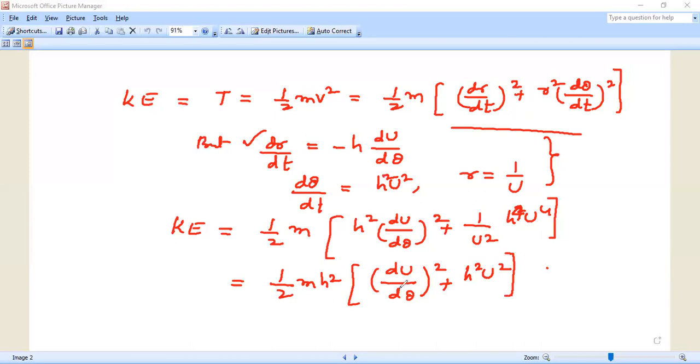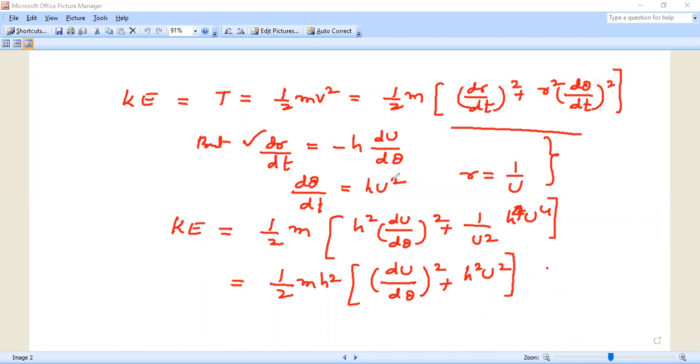Right. Kinetic energy equals half m v square, half m into (dr by dt) whole square plus r square (d theta by dt) whole square. dr by dt equals minus h du by d theta, right? d theta by dt is equal to h u square.